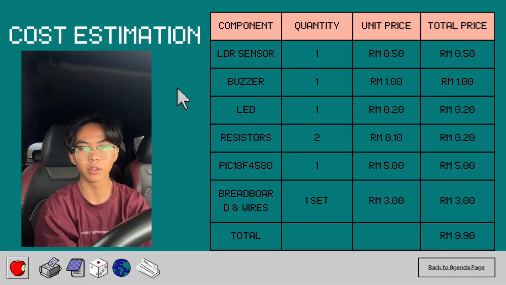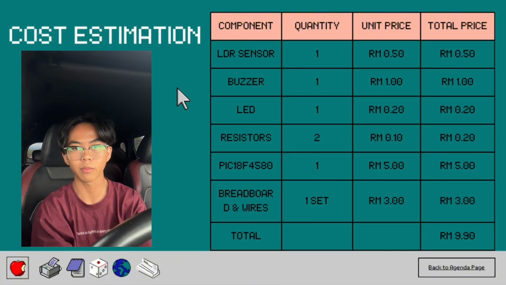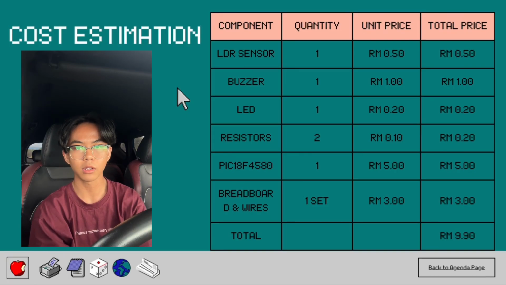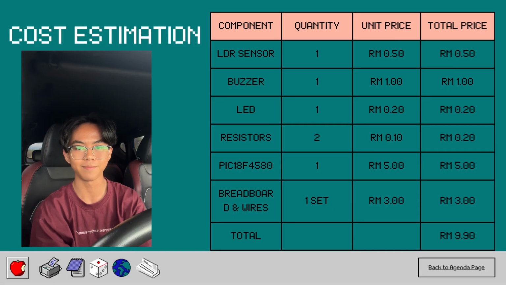Next, we move to the cost estimation. These are all the components that we need. First, one LDR sensor costs 50 cents each. Buzzer is 1 ringgit each. One LED is 20 cents. Two resistors are 20 cents. Arduino board is 5 ringgit, and breadboard and wires are 3 ringgit. The total cost of all these components is 9 ringgit 90 cents.